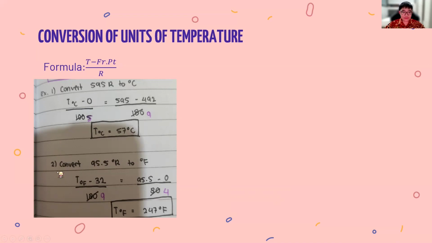For the second one, we have convert 95.5 degrees Reaumur to degree Fahrenheit.